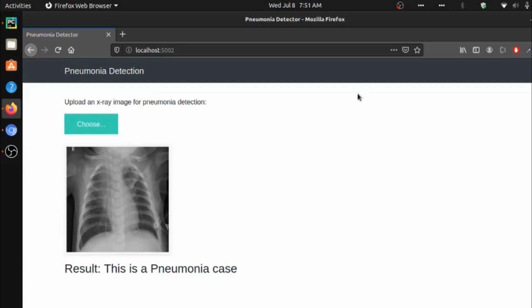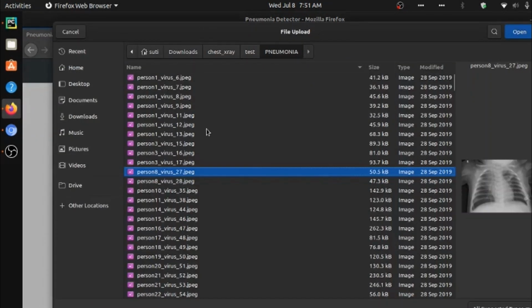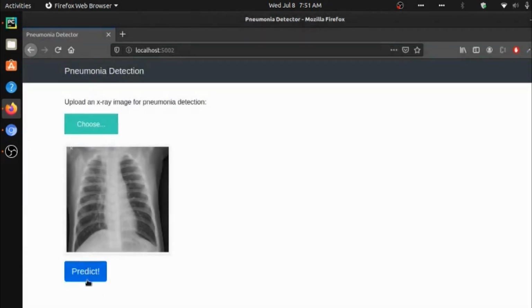This UI is very simple. As you can see, there is just a choose button where you can choose an image, and a predict button where you can get the result. So this is basically a normal UI, and this is the project that we have developed.